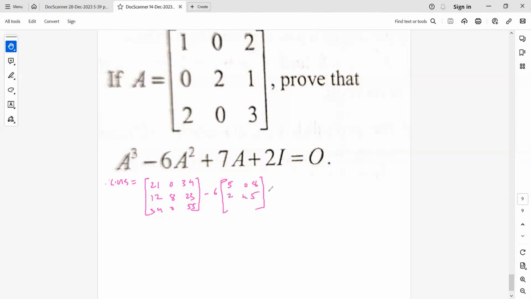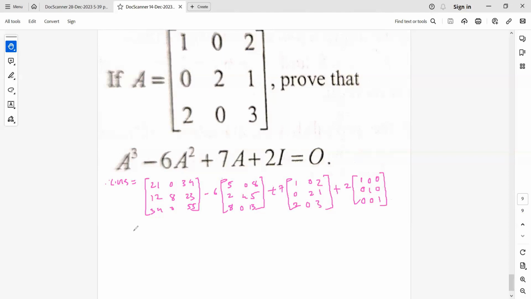2 4 5 as elements of the second row. Third row elements are 8 0 and 13. Plus 7 into A. A value is already given in the question: 1 0 2, 0 2 1, and 2 0 3. Plus 2 into I. The identity matrix we know already: 1 0 0, 0 1 0 and 0 0 1. This is the identity matrix.